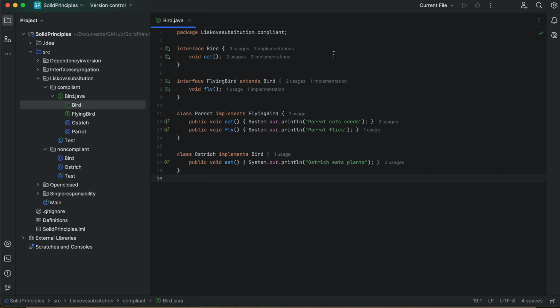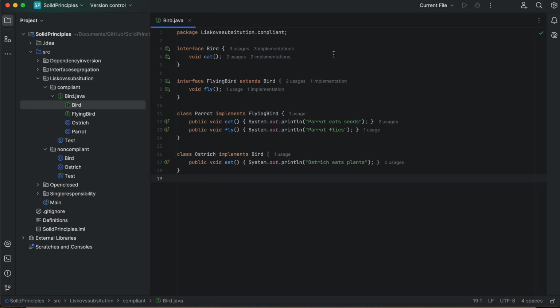The class Parrot implements FlyingBird, which can eat and which can fly. And the Ostrich only implements Bird, and it can simply eat, it cannot fly. Thereby, we will be able to substitute an Ostrich for a Bird, and a Parrot for a Bird, and a Parrot for a FlyingBird, right? So there is no breakage while we try to substitute the subclass for a superclass or base class. You can substitute Ostrich for a Bird.